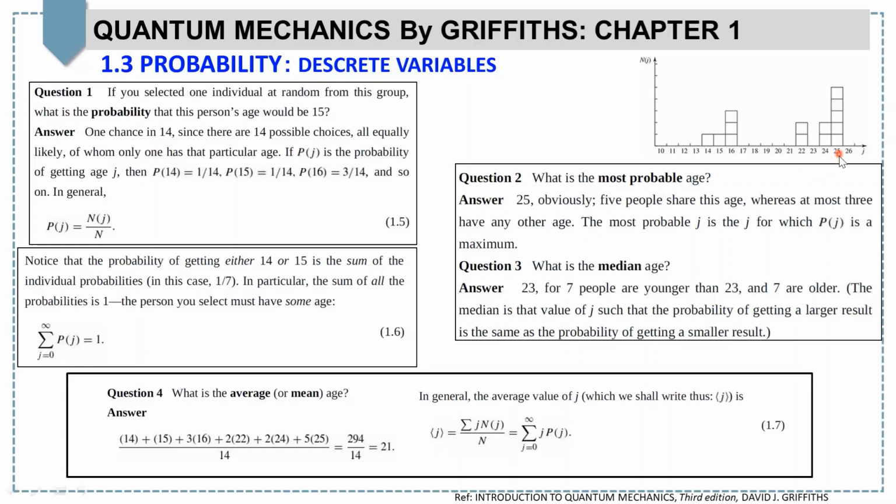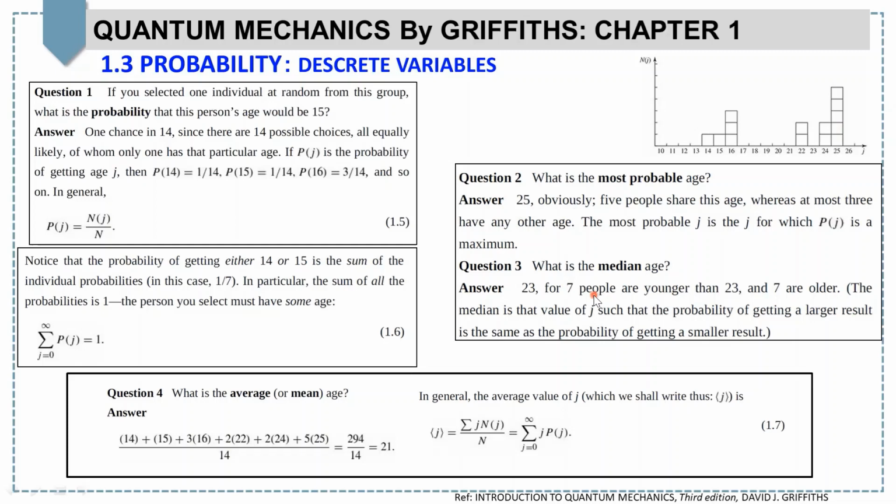So if you look at the histogram, you can see that there are 5 boxes on 25. So it means there are 5 people having age of 25. So 5 people share this age. It means there is the most probability of occurring of a 25-year-old person. Because this is the most occurred age, hence we will simply say 25 is the most probable age.